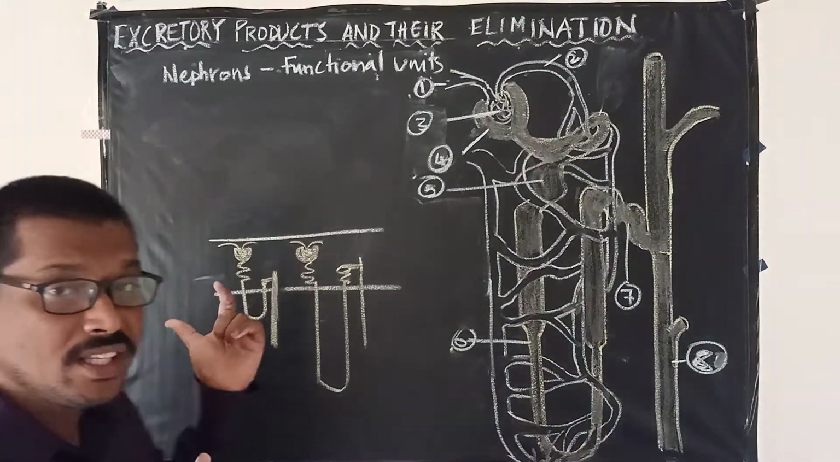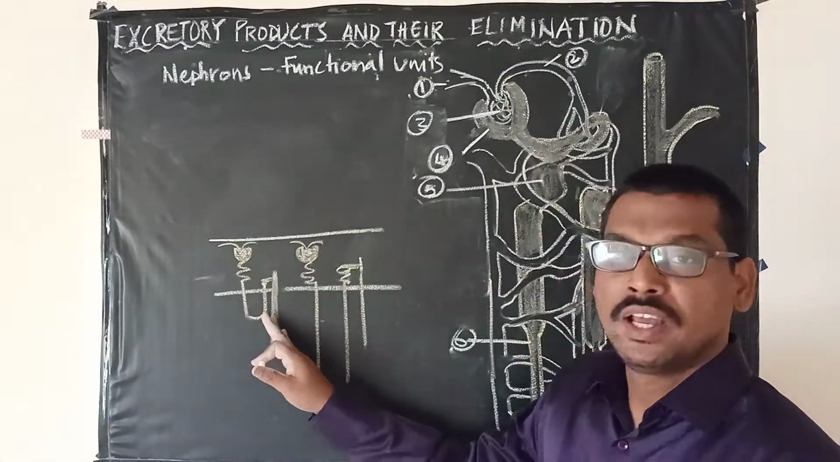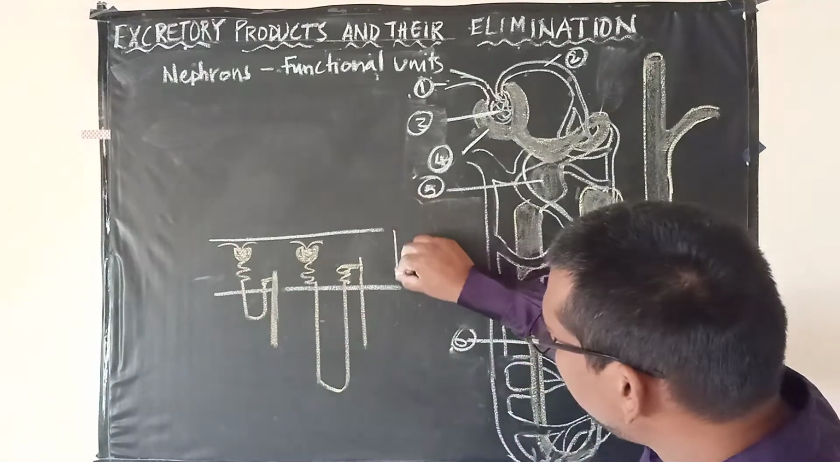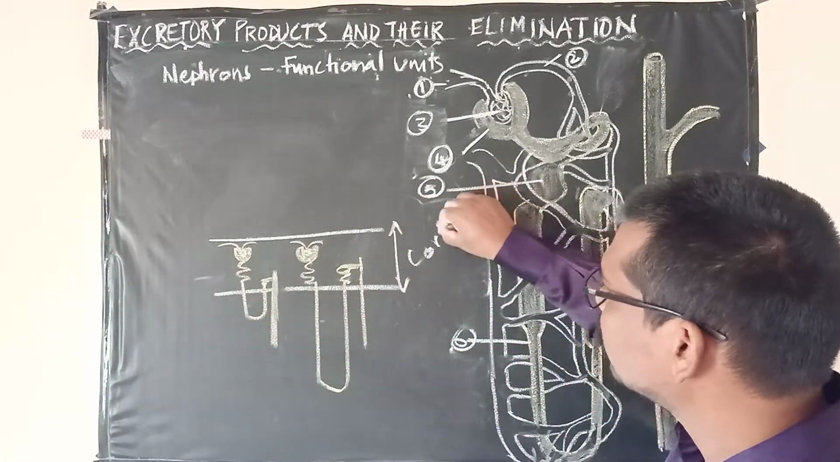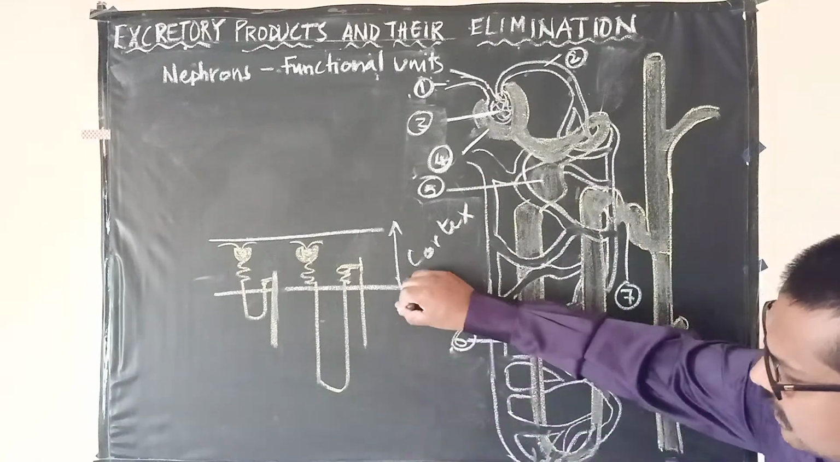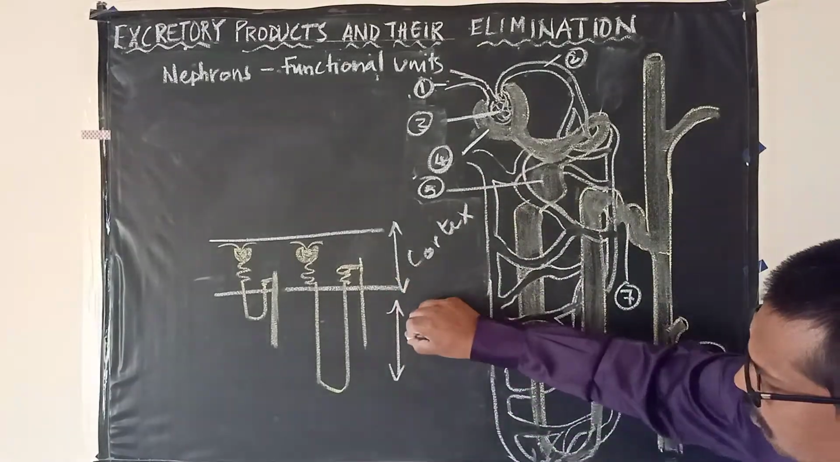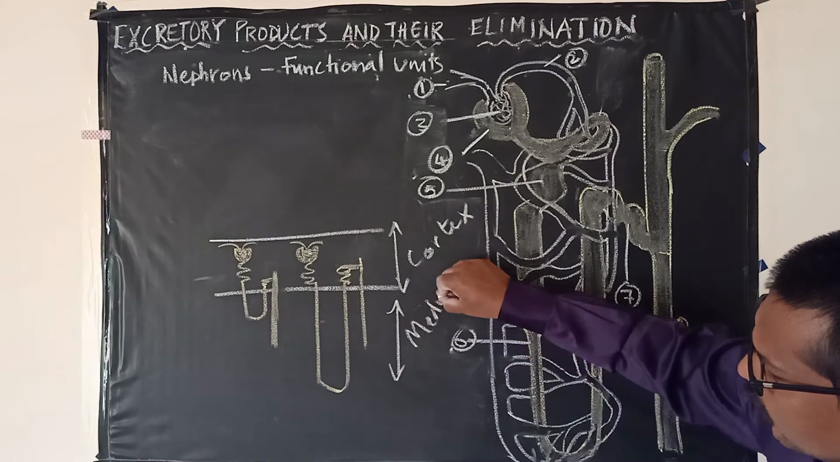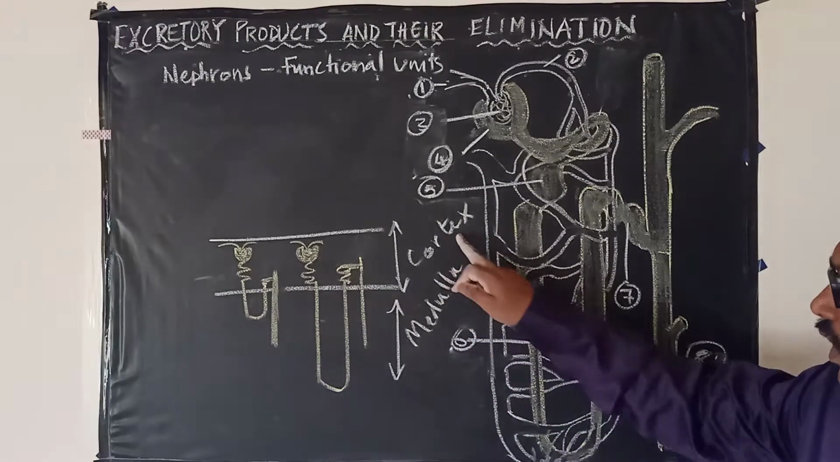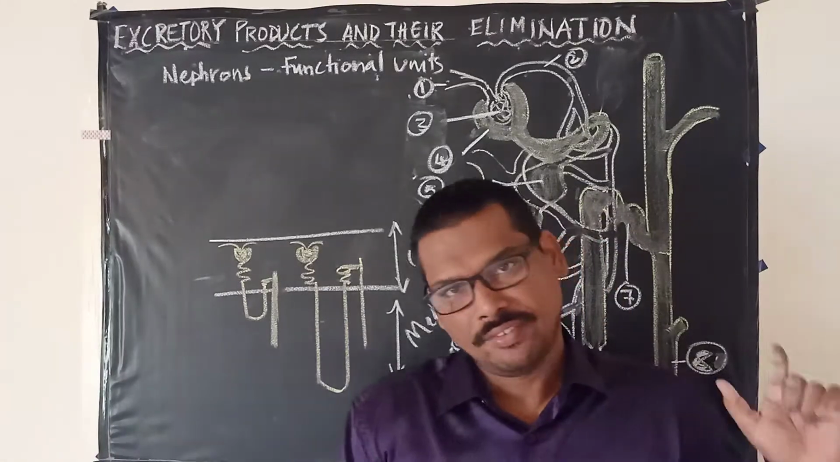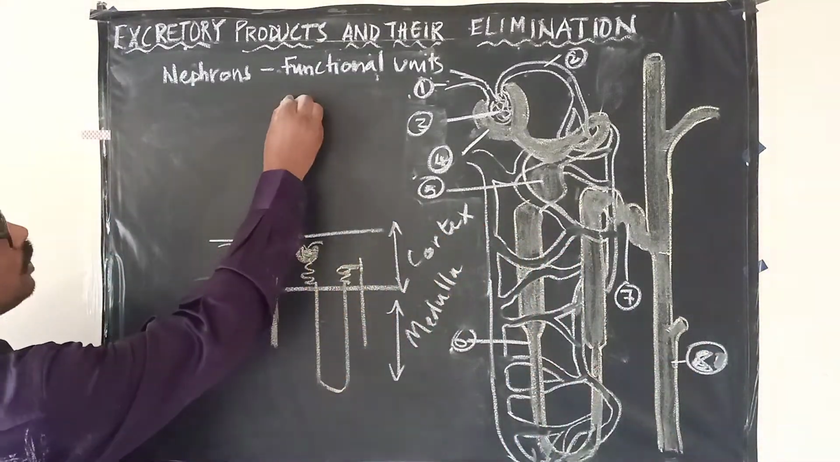Here, if you are seeing in this diagram, let us say that this part is the cortex region of the kidneys, and this part is the medullary part, the medulla of the kidneys. Hope you are following it: cortex region and medulla region.